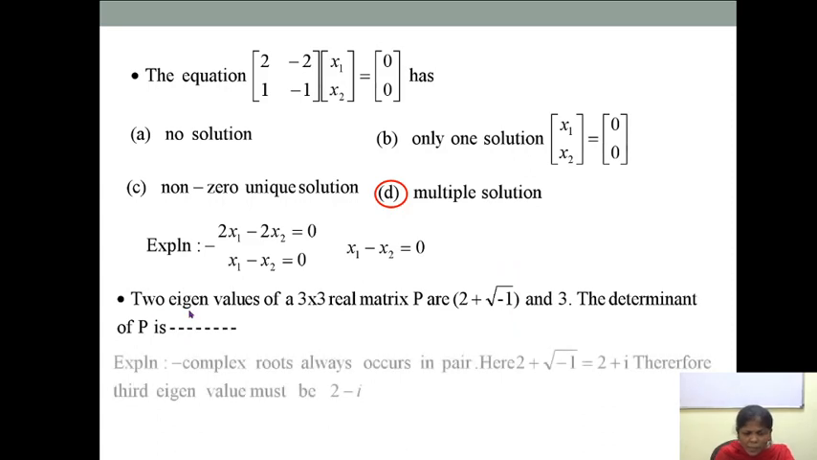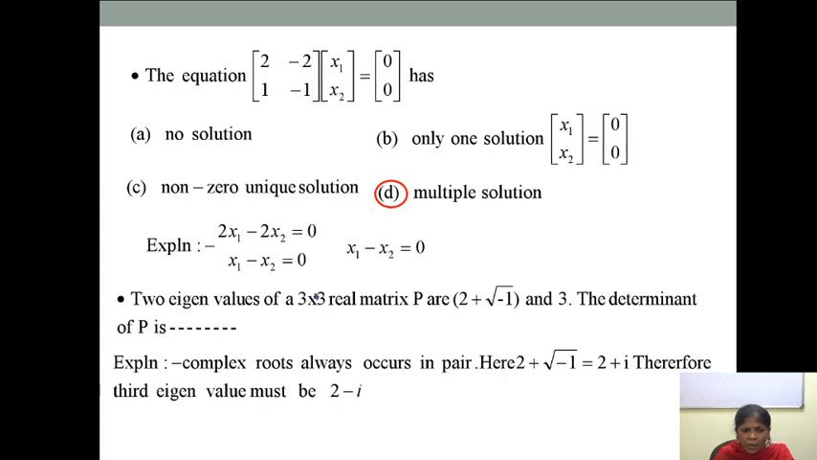Now sometimes we may find that there are not only multiple choice questions, but fill in the blanks type questions are also there. So let us see the next one. Two eigenvalues of a 3 by 3 matrix are given, and we need to find its determinant, right?